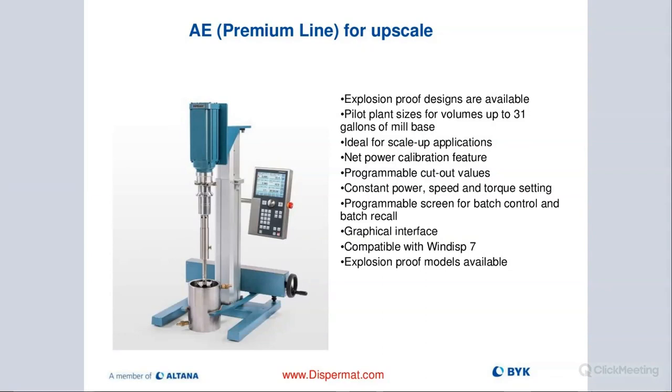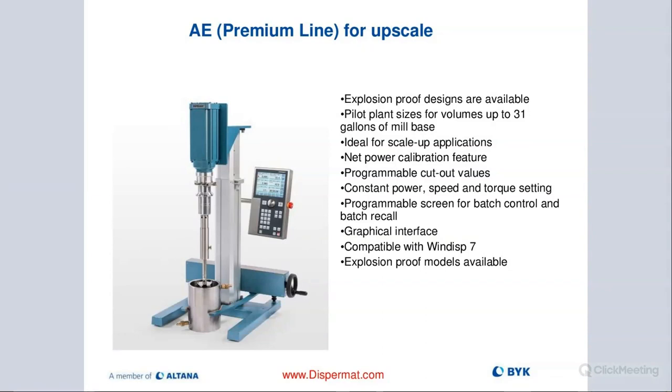The cutoff values can be programmed, meaning if you have a temperature threshold, you can set that up so that the machine will cut off at a certain temperature and give you warnings before that happens. We can run this machine what's called constant power, constant speed. Basically, if I'm running this at constant speed, let's say 2000 RPM, then the machine will automatically adjust the energy it needs to maintain the 2000 RPM, depending on the viscosity change of our material.